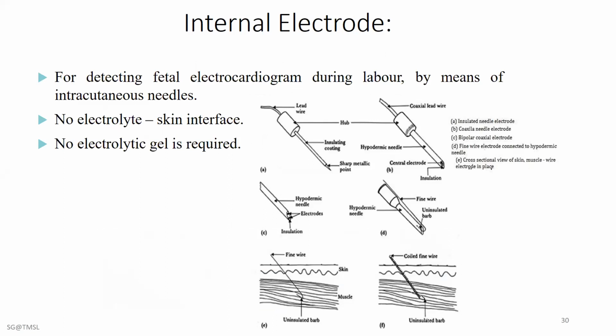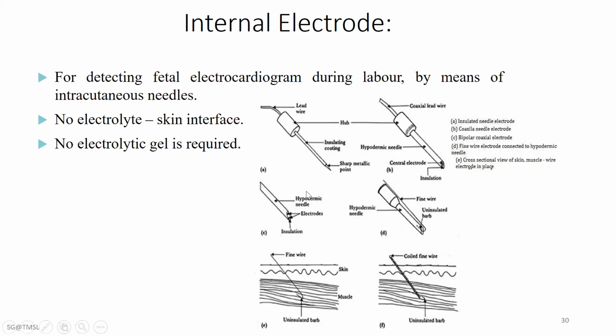for the intracutaneous measurement of biopotentials. And these are basically insulated needle electrode, coaxial needle electrode, or maybe bipolar coaxial electrode and fine wire electrode that is connected to the hypodermic needle before being inserted into our skin.